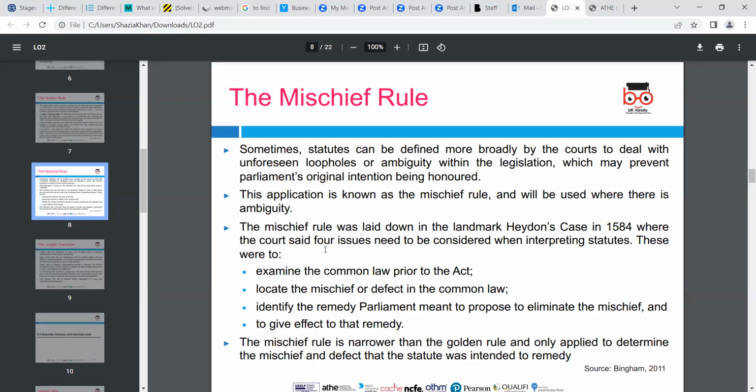The main advantage of the mischief rule is that it closes loopholes in the law, as stated earlier, and allows laws to develop. The main disadvantage is that it creates a crime after the event has taken place, which can be seen in the case of Smith and Hughes, 1960.